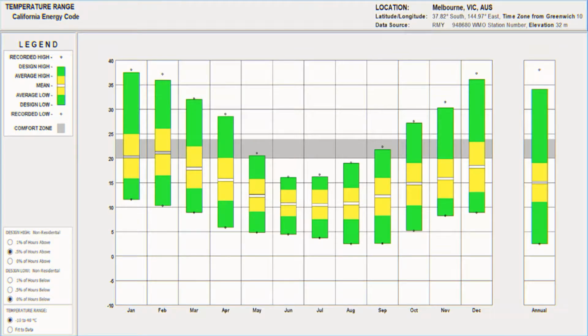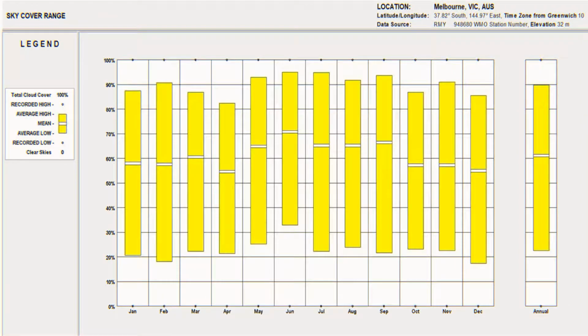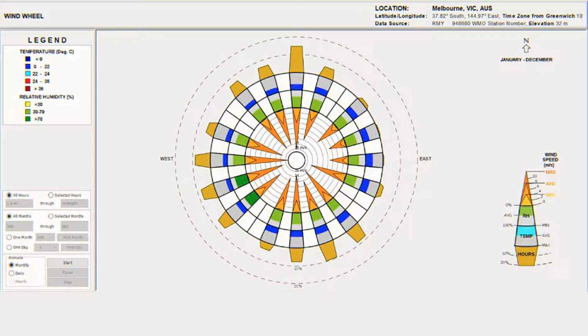As we can see from data analysis and climate consultant, most months of the year fall within the comfort zone in terms of temperature, with the minimum recorded temperature of 3 degrees Celsius in the month of August and a maximum recorded 37 degrees Celsius in the month of January. Sky cover ranges from the average high of 95% in the months of June and July, and the average low in the months of December and February of 17 to 18%. The wind wheel chart showcases the highest wind velocity recorded from the northern direction throughout the year, reaching its maximum intensity of up to 16 meters per second in the months of July, August, and September.